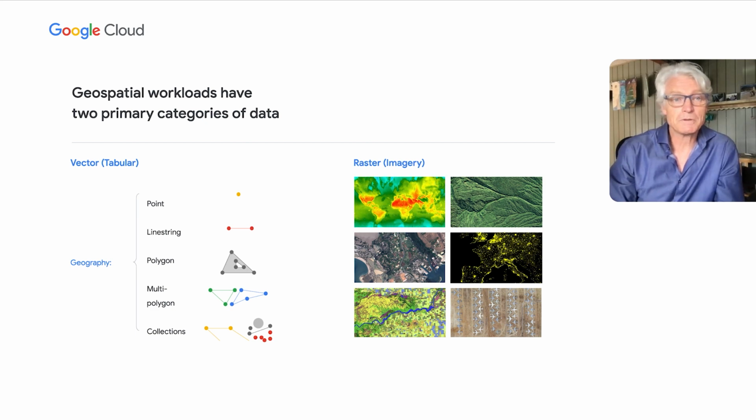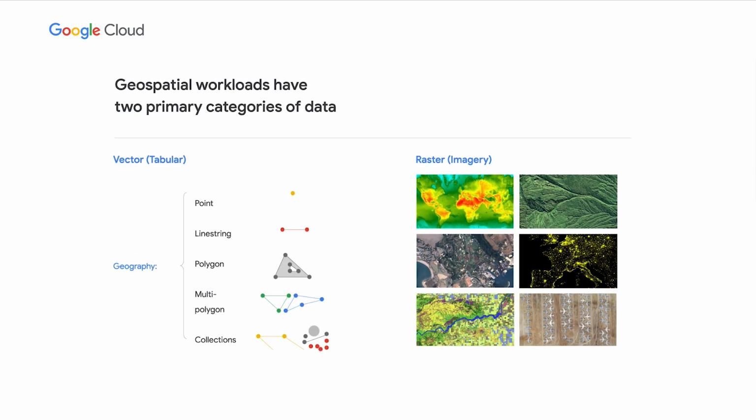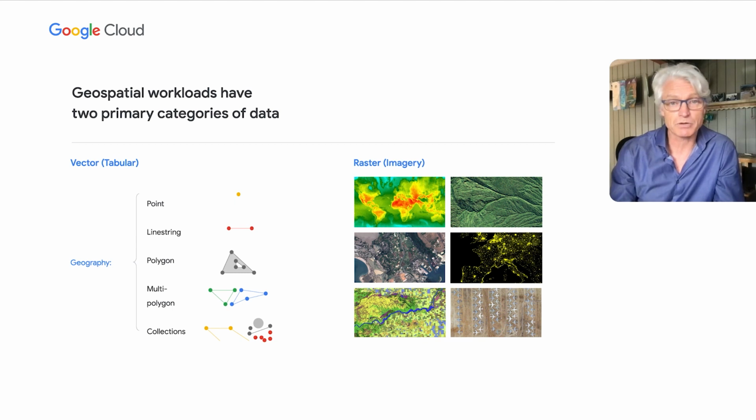So geospatial workloads have two primary categories of data. Vector data, and for those of you not familiar with geospatial terminology, you can think of this as any data that would fit in a database table or a spreadsheet. And our geography data type can be any one of these primitives to handle whatever use case you've got.